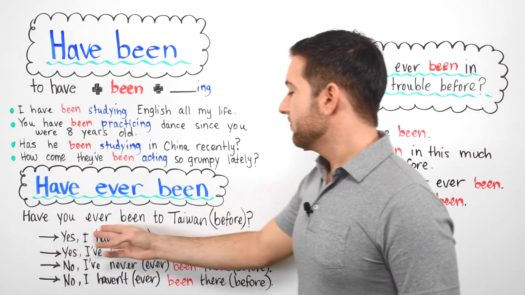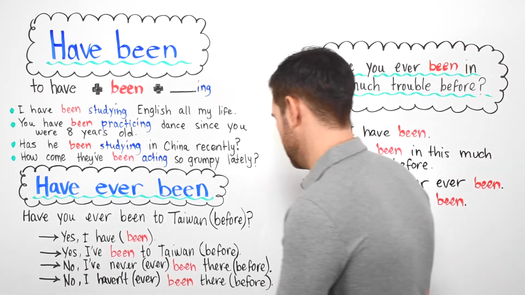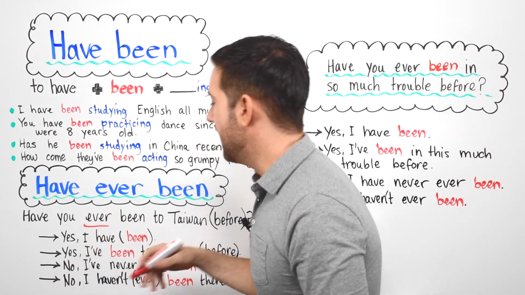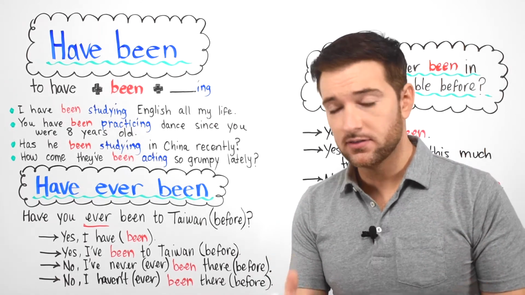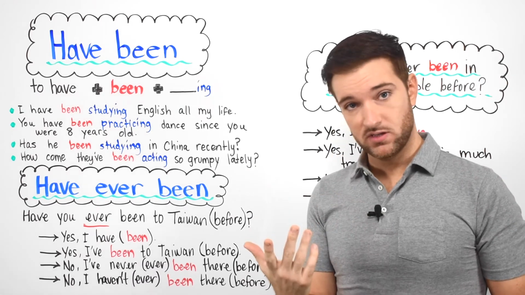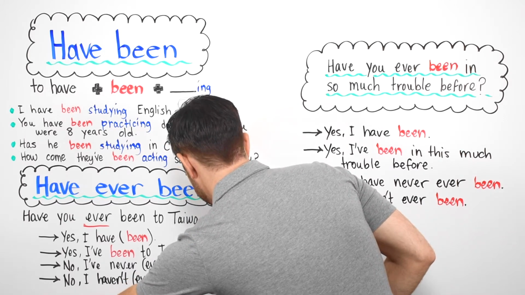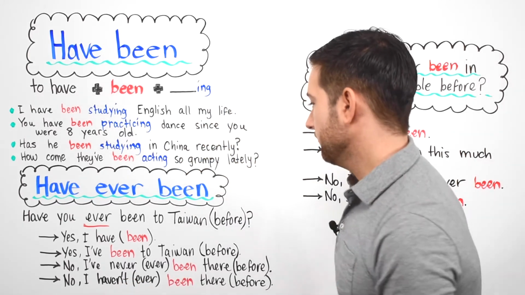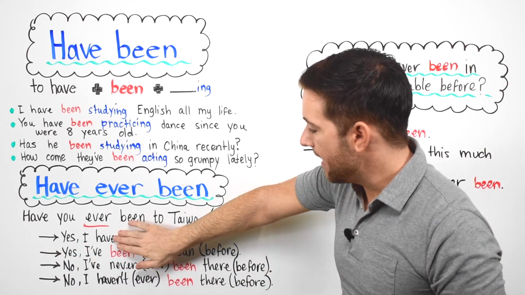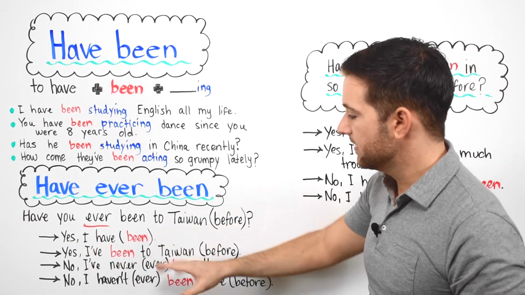It says, have you ever been to Taiwan before? Okay, have you ever been to Taiwan before? So when we have ever right here, it emphasizes, have you ever been to Taiwan before? Okay, one time. Have you been there one time? If yes, then say yes. If no, then say no. The next one says, let's see, you can answer like this, yes, I have been. Okay, or you could say, yes, I have. Yes, I have been. You could say both. Okay, but been in this case, it's optional.